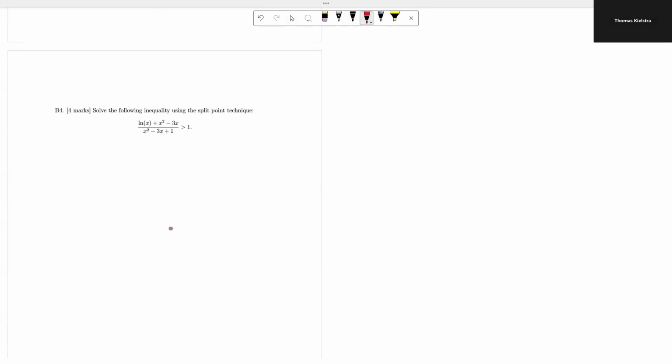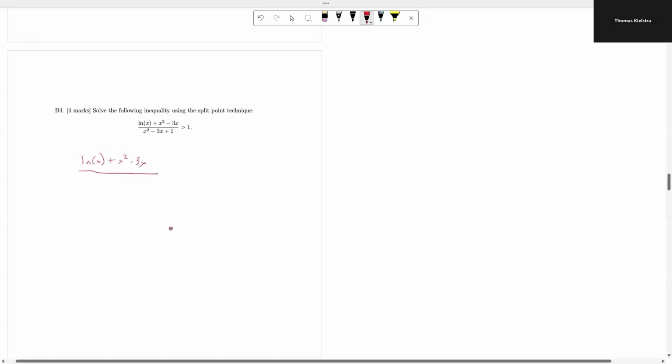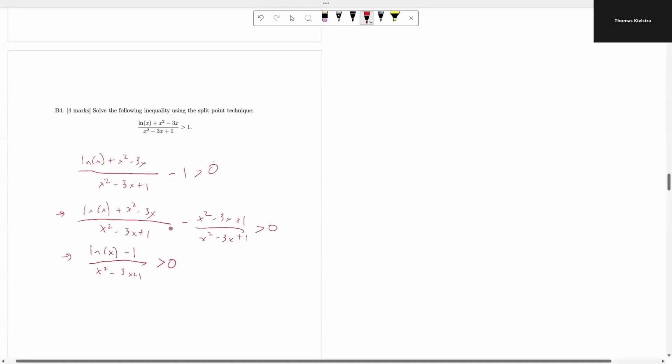Here we have a split point technique for inequality. And this one's a little bit more challenging than what we've seen before because we have this ln. So here we have ln of x plus x squared minus 3x over x squared minus 3x plus 1 minus 1 is greater than 0, which implies that ln of x plus x squared minus 3x over x squared minus 3x plus 1 minus x squared minus 3x plus 1 over x squared minus 3x plus 1 is greater than 0, which implies that ln of x minus 1 over x squared minus 3x plus 1 is greater than 0.